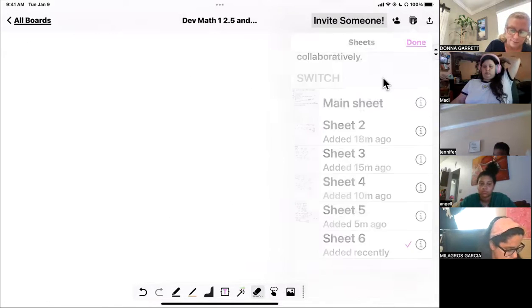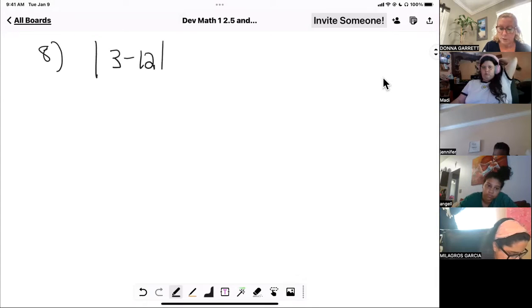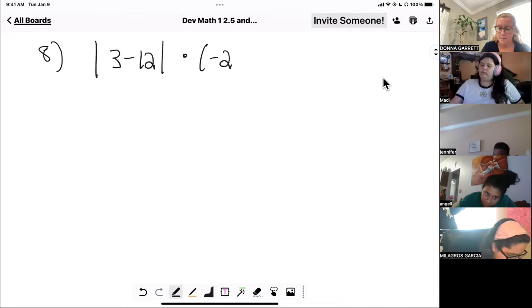Okay, we're at number 8. Number 8 has the absolute value shown by straight lines. Okay, that's my numerator. This is my denominator.